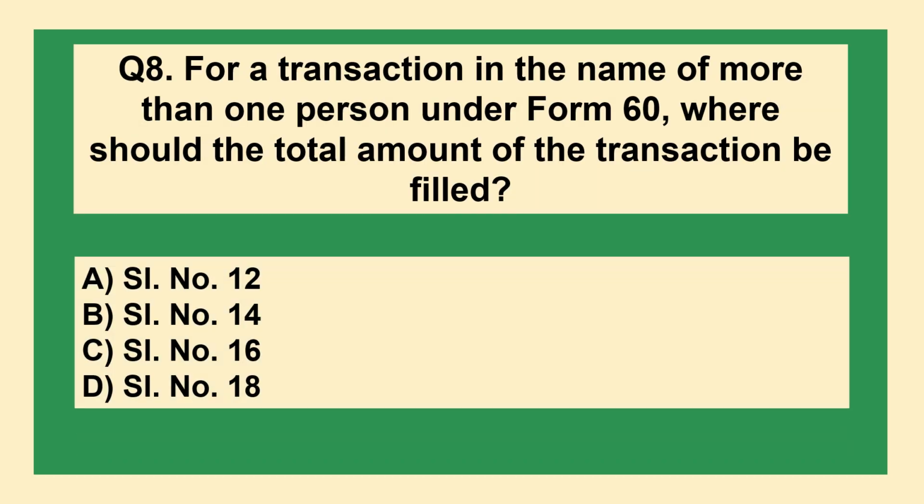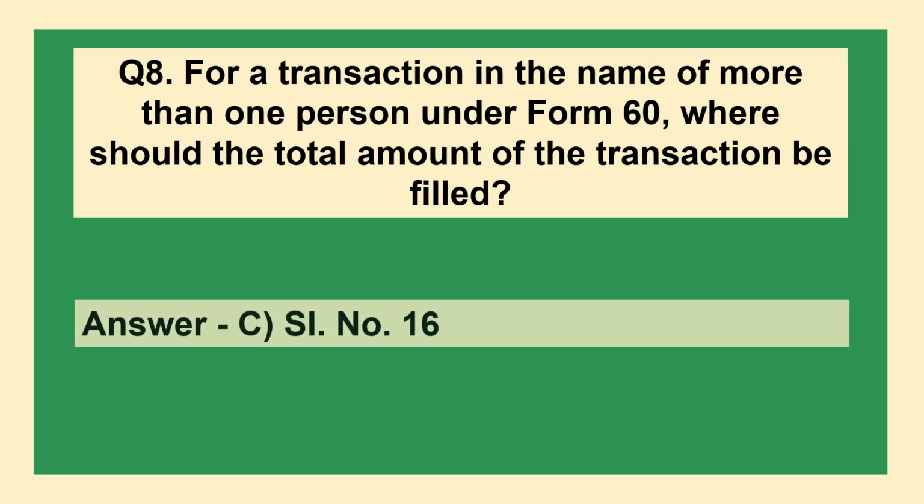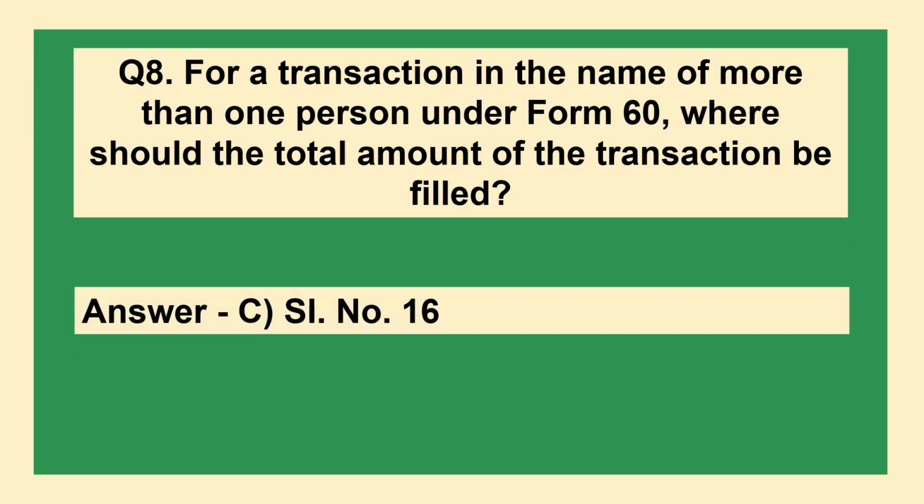Question: For a transaction in the name of more than one person under Form 60, where should the total amount of the transaction be filled? Option A serial number 12, option B serial number 14, option C serial number 16, option D serial number 18. Correct answer is option C serial number 16.